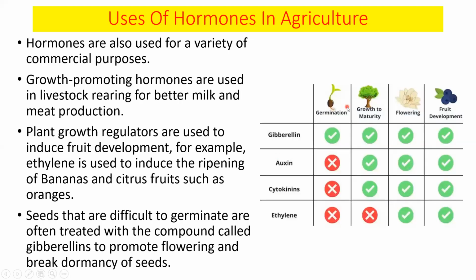Hormones are not only involved in growth and development and in regulating metabolism in animals, but they are also involved in the agriculture industry, like gibberellin, auxin, cytokinins and ethylene, which are in your syllabus. Gibberellin is involved in germination, making seed germination quicker. Auxins are involved in growth and maturity, flowering and fruit development. Ethylene is also involved in fruit development. Usually bananas are treated with ethylene so that they ripen quickly. There are also many hormones involved in breaking seed dormancy so that seeds can germinate quickly.